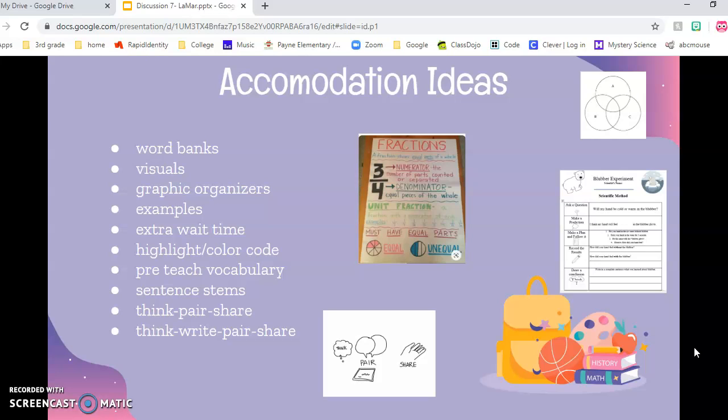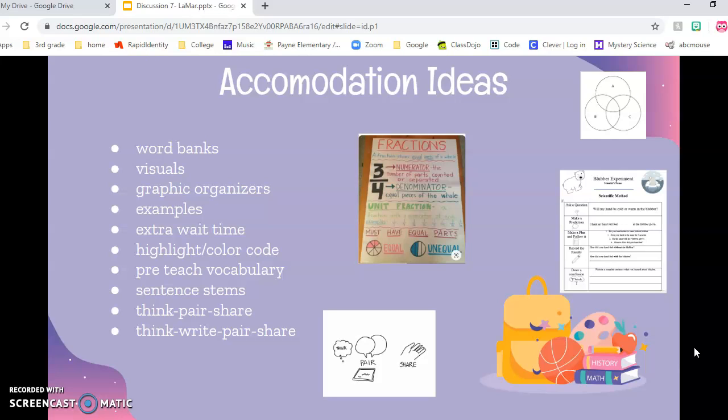Examples. Another thing is modeling, showing them how to do what you're asking them to do. Extra wait time. Sometimes it takes them a minute to think of what they want to say. Highlighting words, highlighting important words or color coding those words.